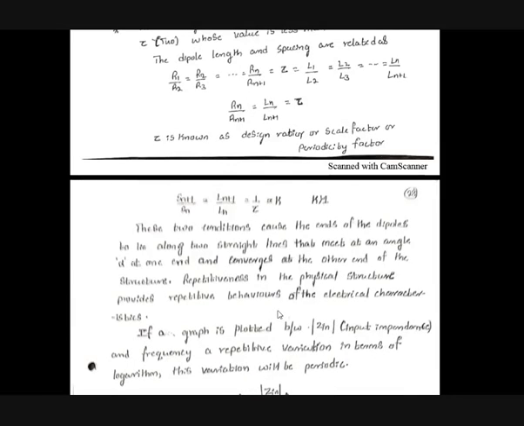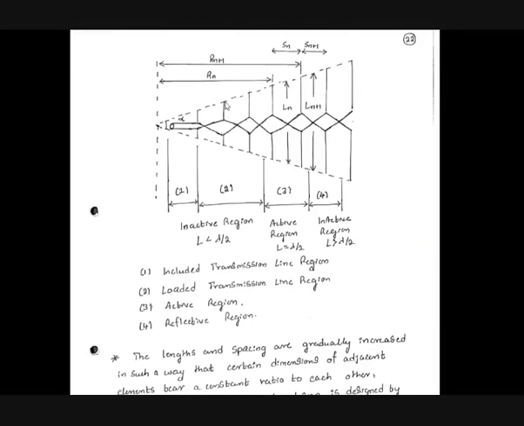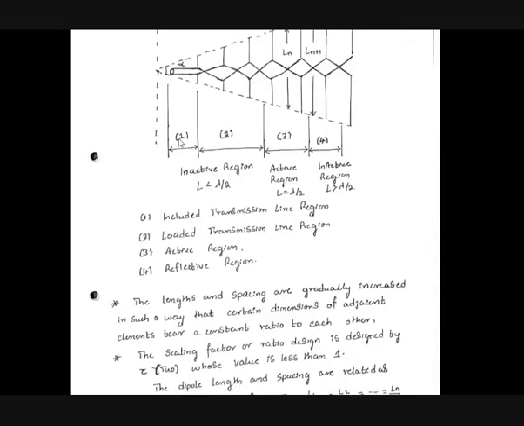Now these two conditions, tau and 1 by tau, are helpful in keeping the ends of the dipoles to lie along two straight lines that meet at one point. This is one straight line and this is another straight line, right? These two are going to meet at one point, that is nothing but alpha. These two conditions are responsible for keeping that alpha constant, even though there is an increase in the spacing and the length.